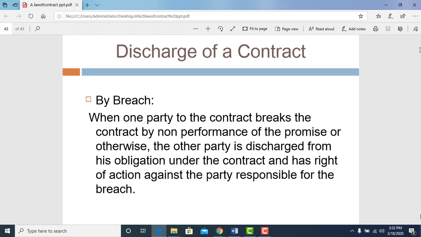By breach. When one party to the contract breaks the contract by non-performance of the promise or otherwise, the other party is discharged from his obligation under the contract and has a right of action against the party responsible for the breach.